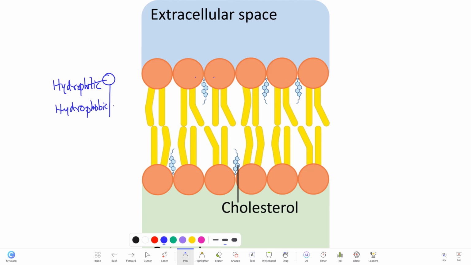Okay. Which part of phospholipid is hydrophilic? Head. Which part of cholesterol is hydrophilic? Head. And tail is hydrophobic. And where do you find the cholesterol? Between phospholipids. And what does it do? Keeps the phospholipids together, holds them together so that they don't break up. Right? Okay. Then you find proteins.